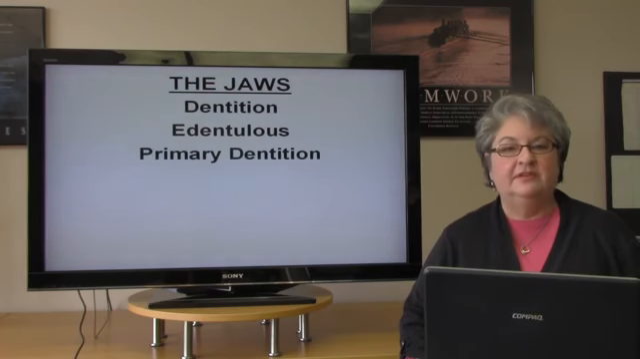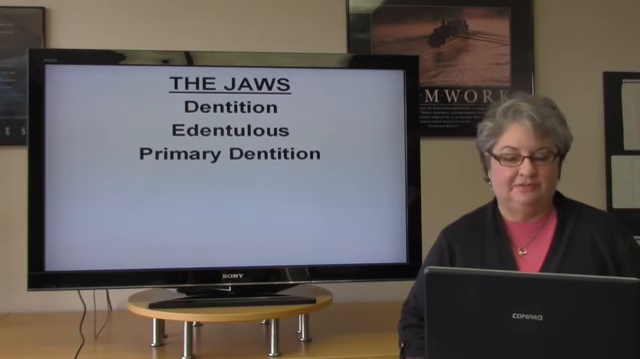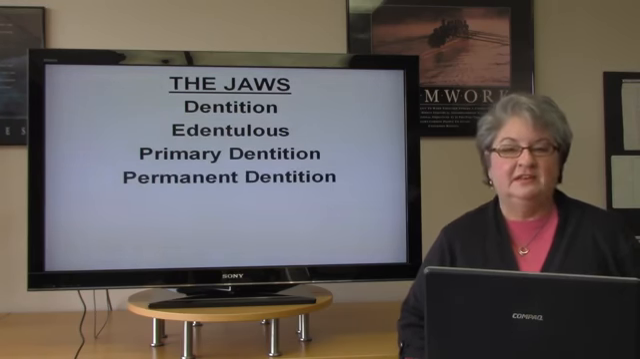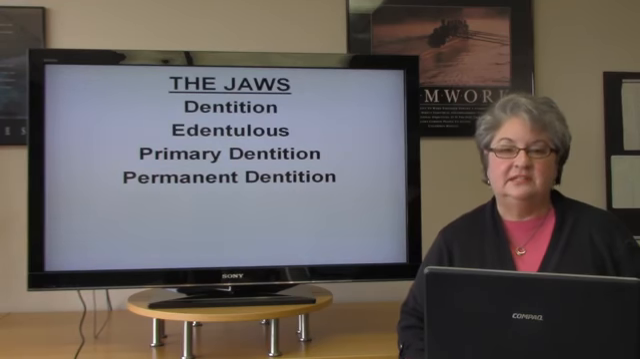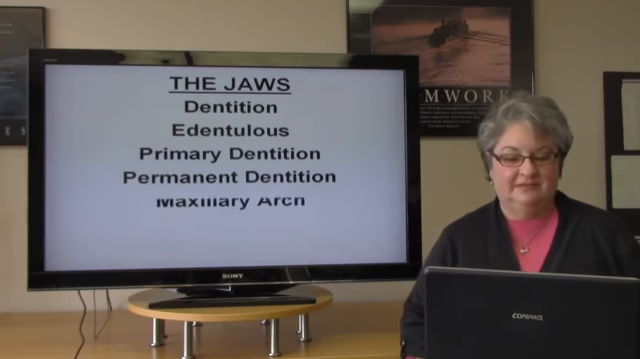Most children have 20 baby teeth, 10 on the upper arch and 10 on the lower arch. Permanent dentition refers to the adult teeth, and the adult teeth are designed to last a lifetime. Most adults have 32 teeth, 16 on the upper arch, 16 on the lower arch.